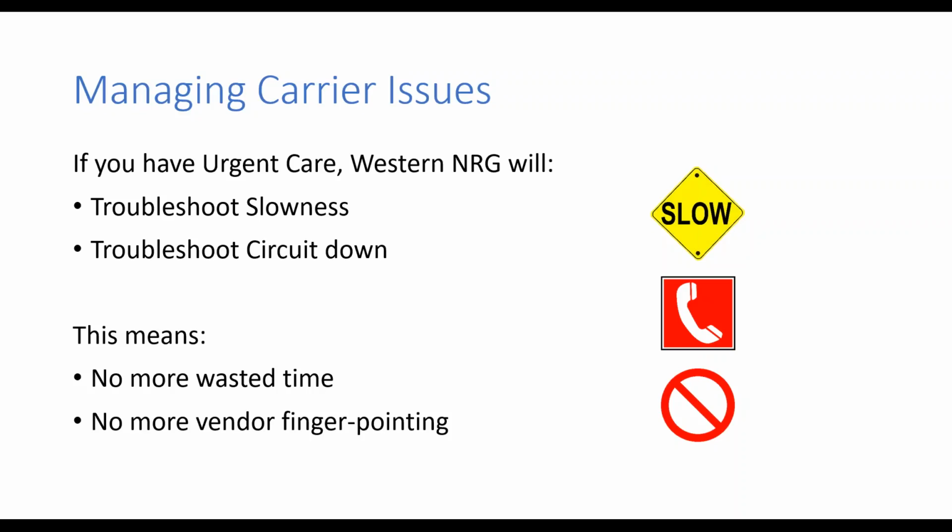But if you have urgent care, you call Western NRG and you say, it's really slow today. I don't know what's going on. We will take it from there. We will call the ISP for you. We know all the terms. We know the fastest way to get a successful resolution. And then we'll report back to you at the end and let you know what happened and that you're all set and on your way.